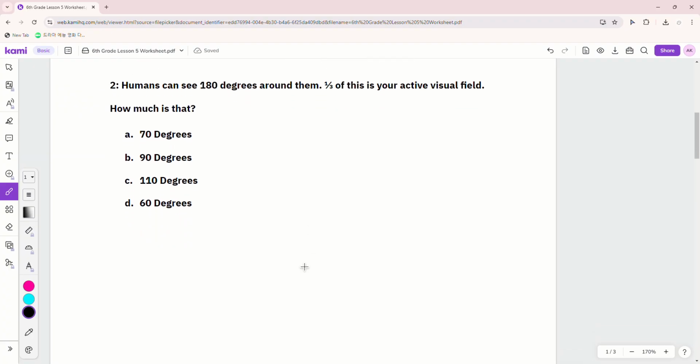Next is number 2. Humans can see 180 degrees around them, and 1/3 of this is your active visual field. How much is that? So for this question, it gives you 180 degrees and 1/3, meaning you would have to divide 180 by 3.